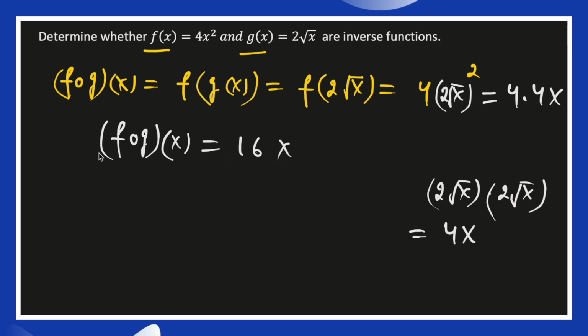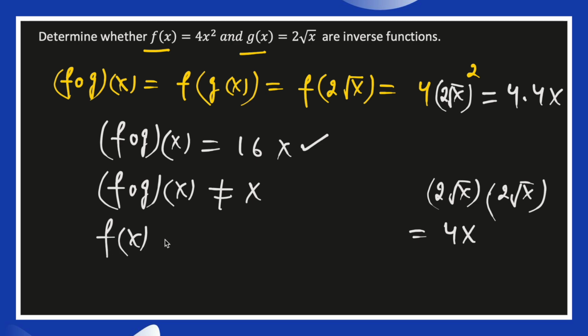So remember, in the previous example, I told you if your f of g of x comes out as x, then they are inverse functions. But in this case, your f of g of x is not equal to x. So we can clearly say that function f of x and function g of x are not inverse functions.